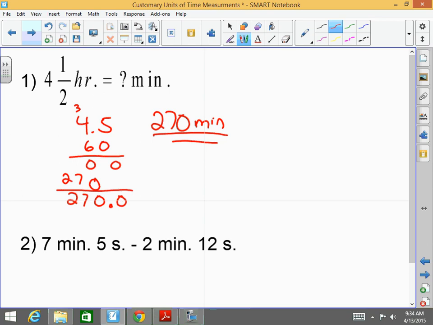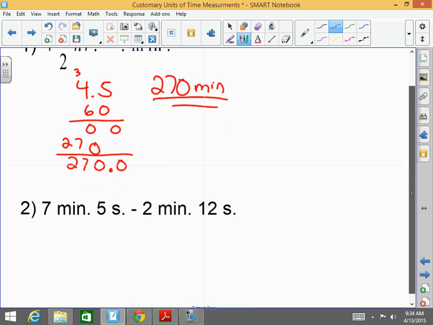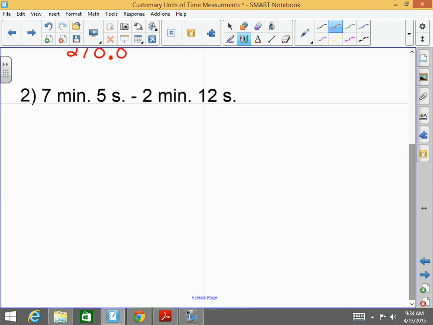Number 2. 7 minutes, 5 seconds minus 2 minutes, 12 seconds. We're going to have to borrow. But luckily, we've learned this in every single type of conversion. So 7 minutes, 5 seconds minus 2 minutes, 12 seconds. Can I take 12 away from 5? No. What do I got to do? Borrow 1 from the minute, right?